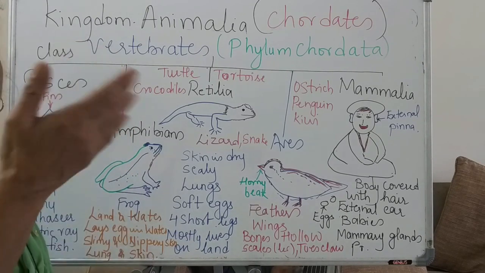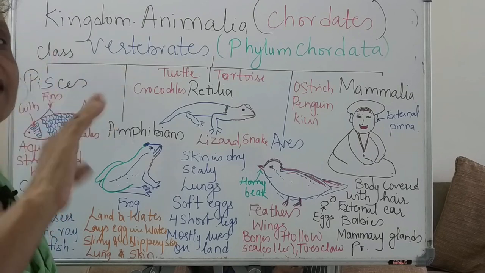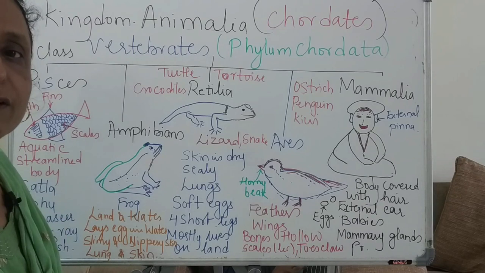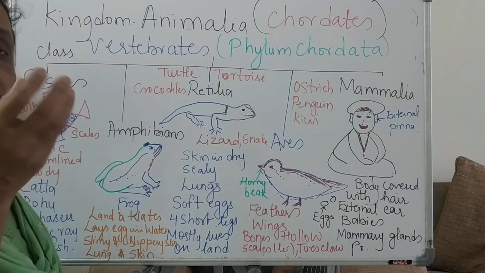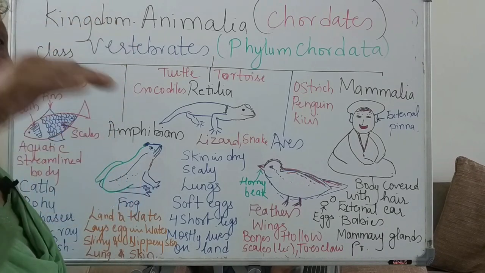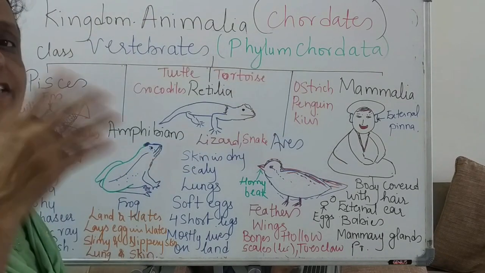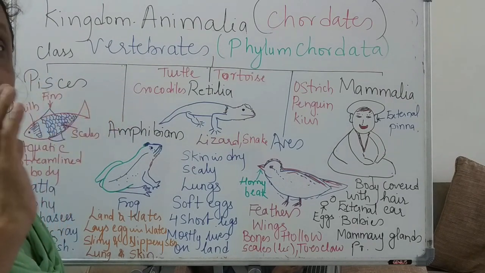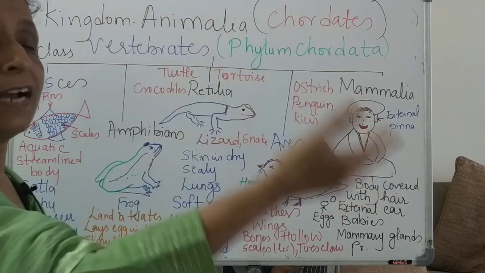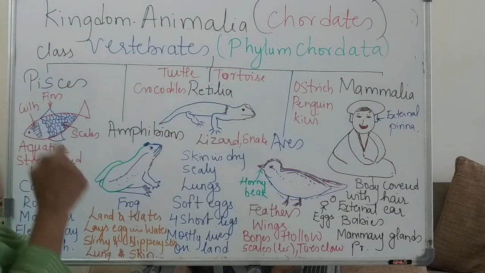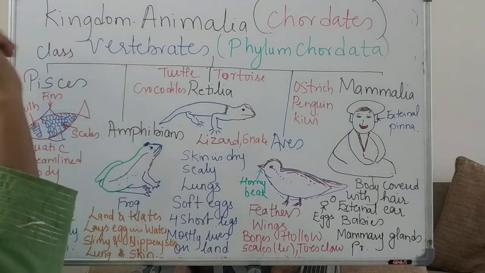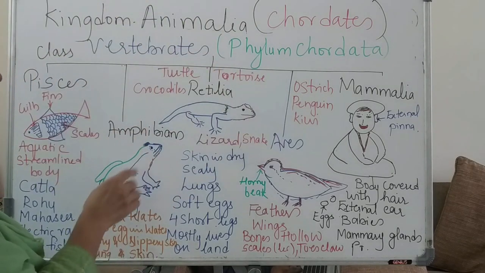Next to fishes, the amphibians. Now amphibians, they can live on land as well as water. The frogs will live in water, lay the eggs in water. Their eggs have a jelly-like coating. They are in water and when they grow, they come on land. They can carry out respiration with the help of skin in water, and on land they respire through lungs. So they stay on land and water, both.